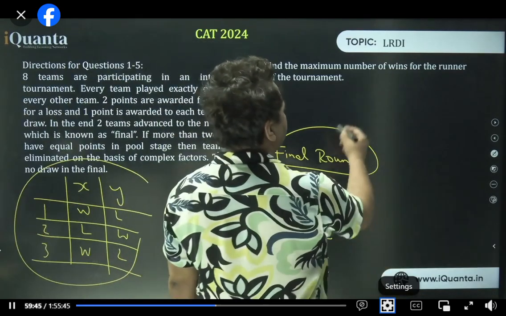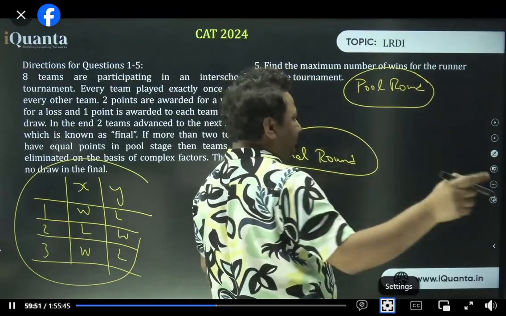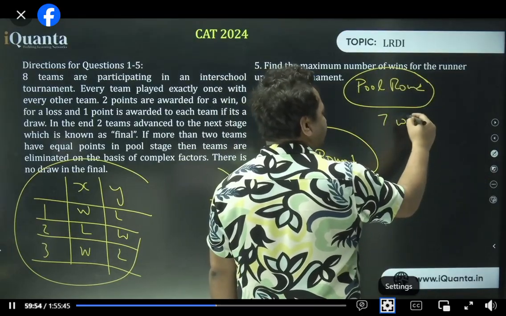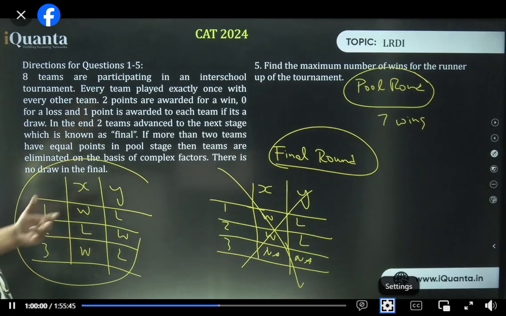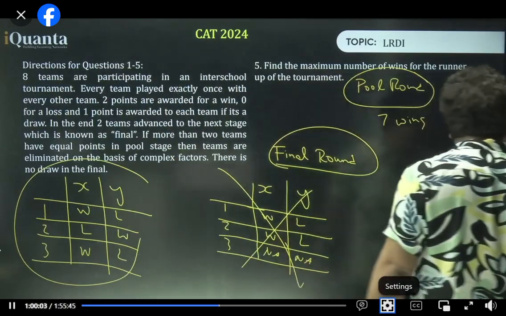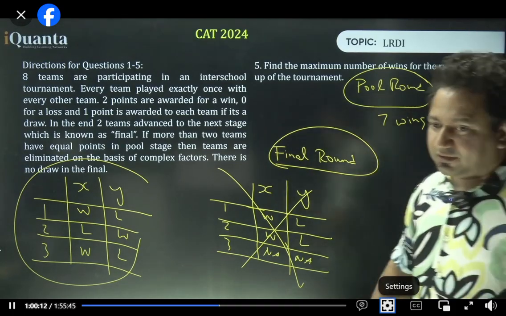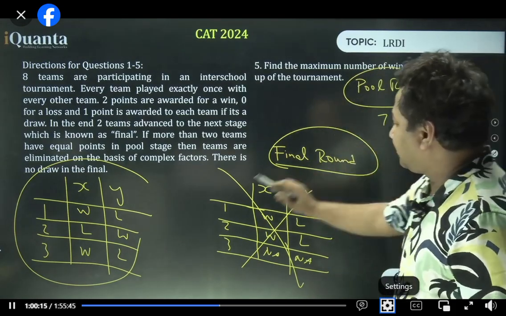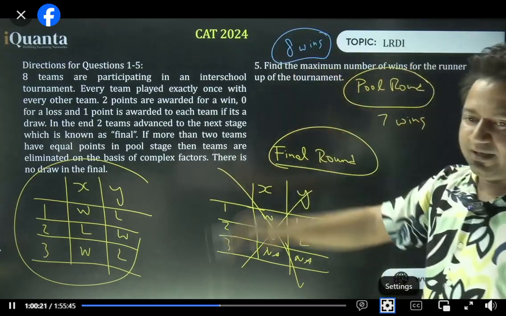Now going back to the pool round. In the pool round, what can happen? The team can win all 7 matches. All 7 matches. It has won all 7 matches, advanced to the final stage and then lost it. Clear? Is that clear, everyone? So overall, we have 7 plus 1. The answer is 8. Even after winning 8 matches in totality, a team can be runner-up.